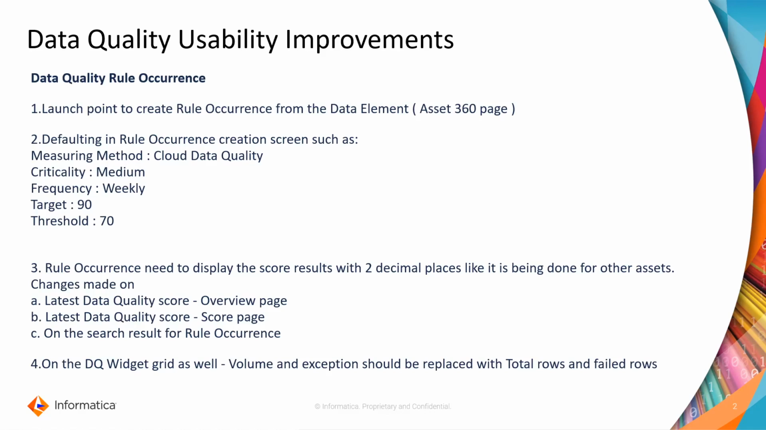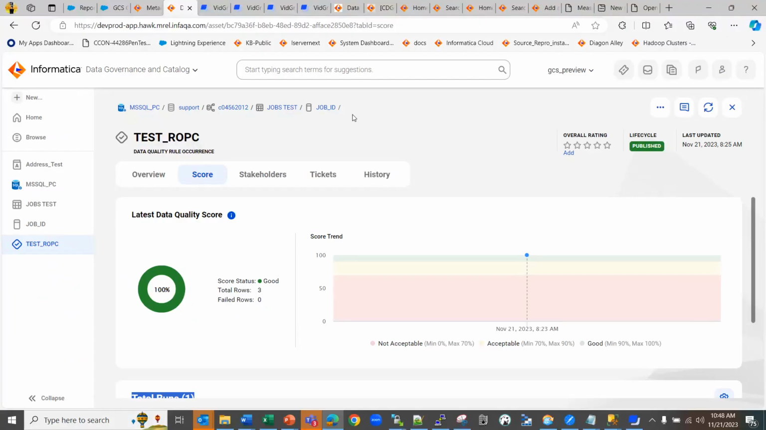The next change is that the volume and exception properties are now changed to total rows and failed rows. So before the November release, total rows and failed rows were not present in a data quality rule occurrence. It was something called exceptions and volume. But after the November release, now it's total rows and failed rows.